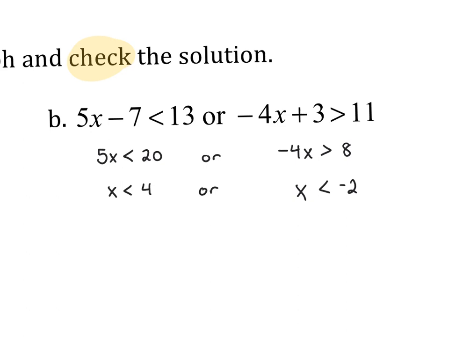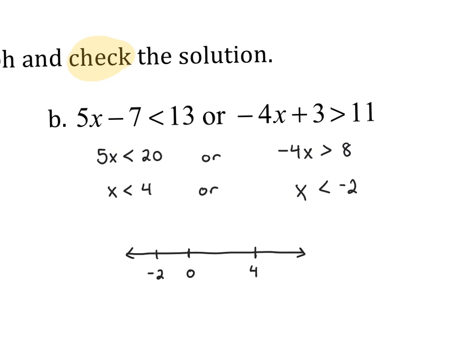So now, how does the graph work? Remember with the or, there's a good chance that it's going to be a split, but it doesn't have to be. So let's check here. This one here says that x is going to be less than 4. And then here's a -2, like so. So that means 0 lives somewhere about here.